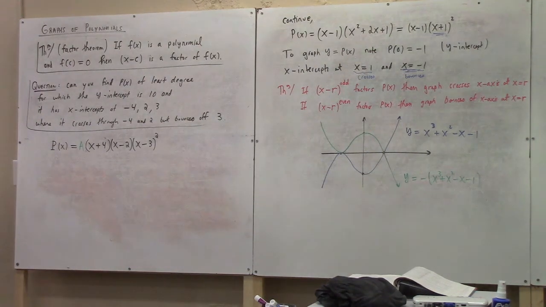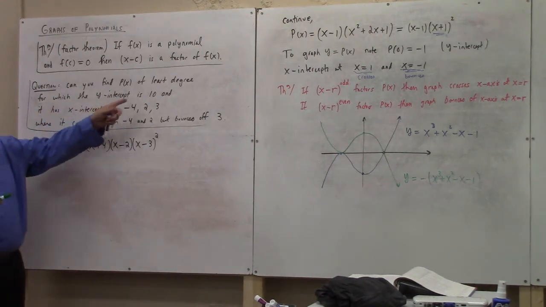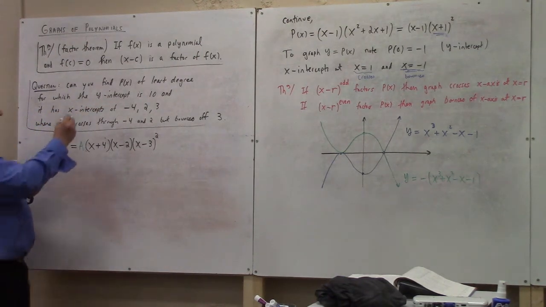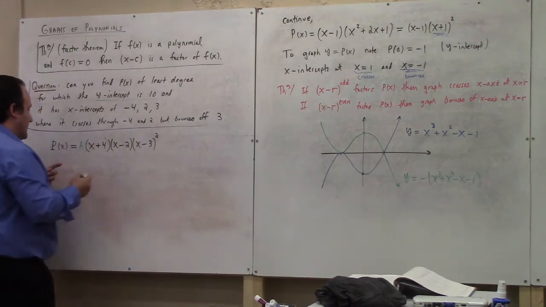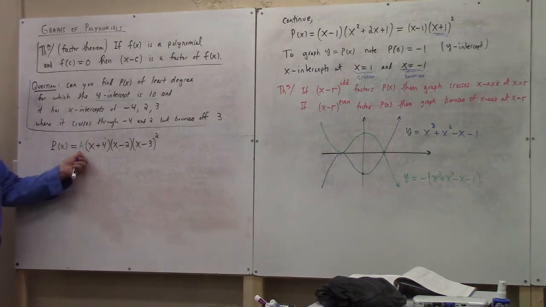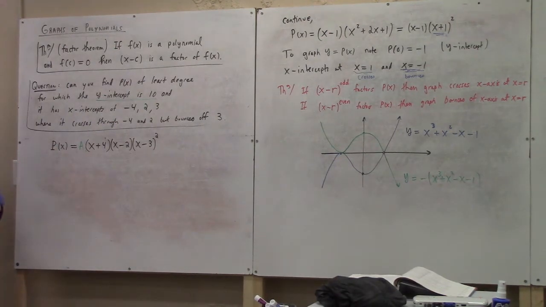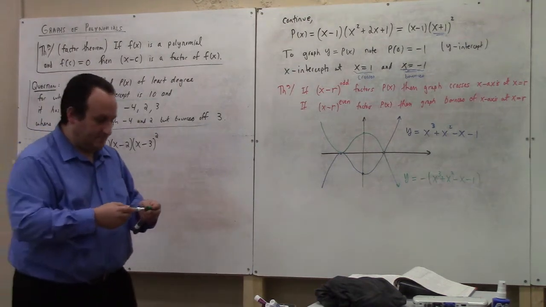But we don't have that freedom here because we have another piece of information we haven't used yet, right? The y-intercept is 10, right? So how are we going to figure out? So now the question is, what number do we need to put here to make the y-intercept 10? How do we figure that out?